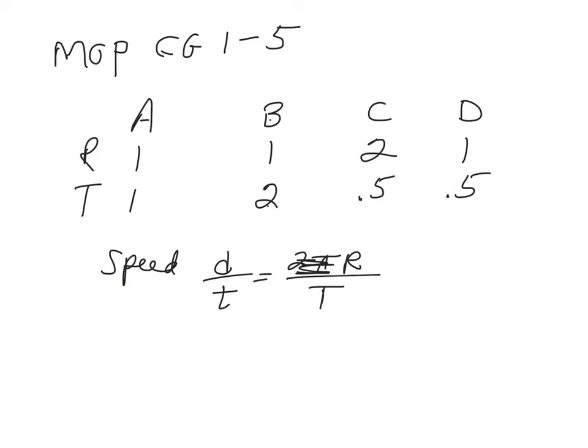And so for this one, for A, we get 1. For B, we get 1/2. For C, we get 2 divided by 1/2, which is 4. And then for D, we get 1 divided by 1/2, which is 2. So C is the fastest, goes the longest distance in the least amount of time. D is next, A, and then B is the slowest because it goes the shorter distance in a longer period of time.